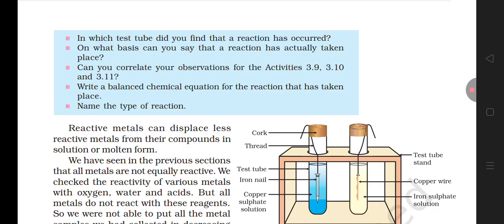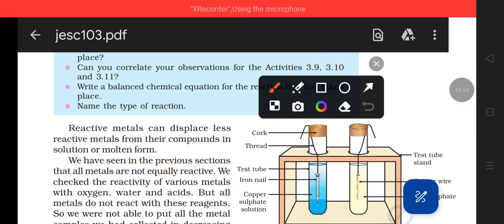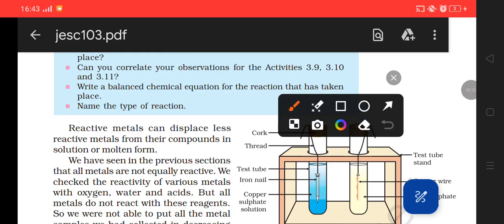So I am writing the balanced equation, dear student. I request you to please see it. So very simple reaction it is. Not very hard.